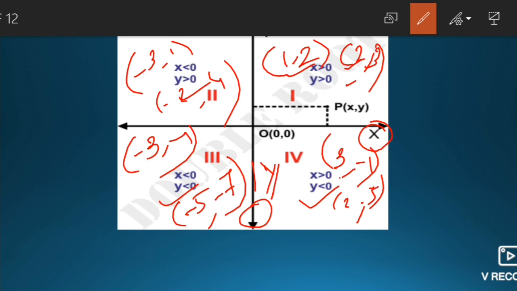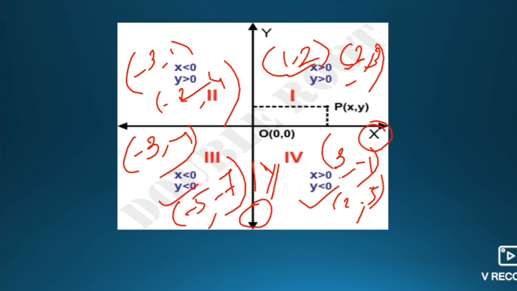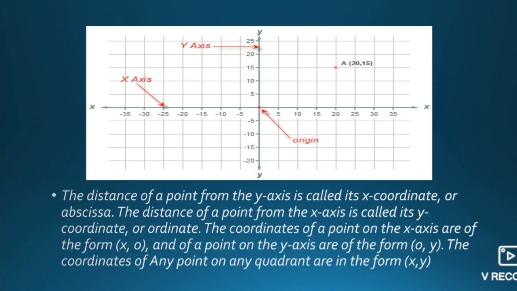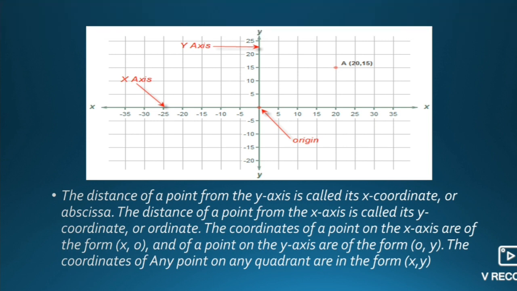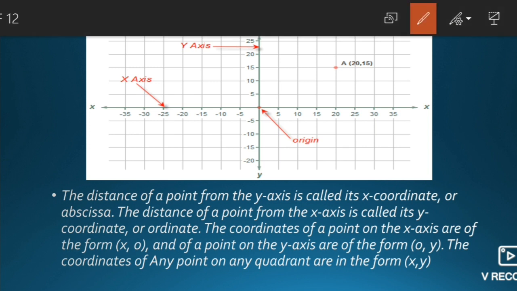So these 4 are called quadrants: first, second, third and fourth. Now, if this is our Cartesian plane, then this point is called the origin. I have discussed the x-axis and y-axis in the previous slide. This horizontal one is the x-axis, the vertical one is the y-axis, and as you can see, here is a point.